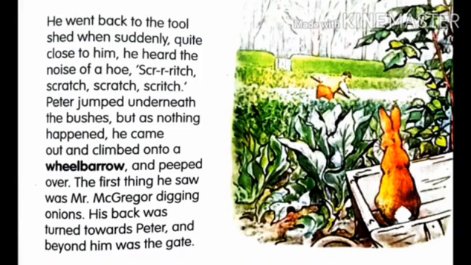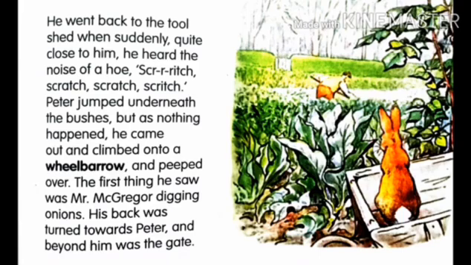Now he came away from the tool shed, but he didn't find any way to go. So he went again to the tool shed, and suddenly what noise did he hear? So this is the noise. That means he can hear by using his ears that a scritch scratch sound came. It is the sound made by a hoe. A hoe is an instrument which they use in the garden to cut things. Okay, now Peter jumped underneath the bushes. What did Peter do? He jumped because of hearing the noise. He got frightened.